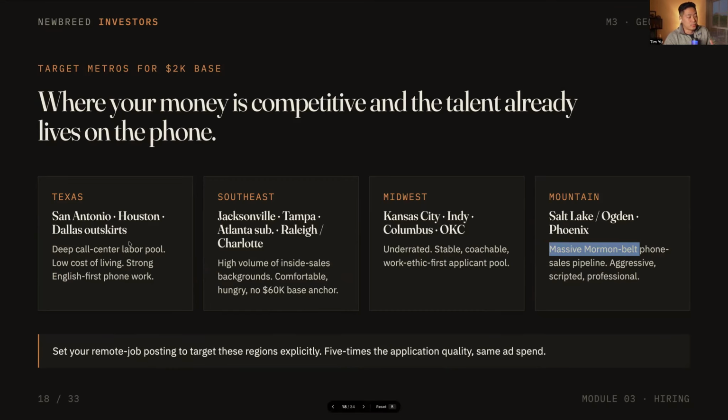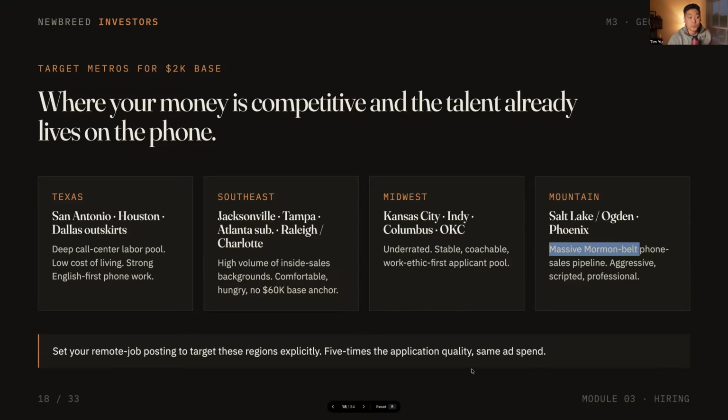I had an acquisition manager from Houston, that's my local market. She ended up getting paid a huge upgrade working for a giant hedge fund. So I lost her a few months ago. And if you've been in the community for over a year, you already know how I feel about that, right? I've also hired guys in the Midwest, tons of talent. And 5 times the application quality, same ad spend.